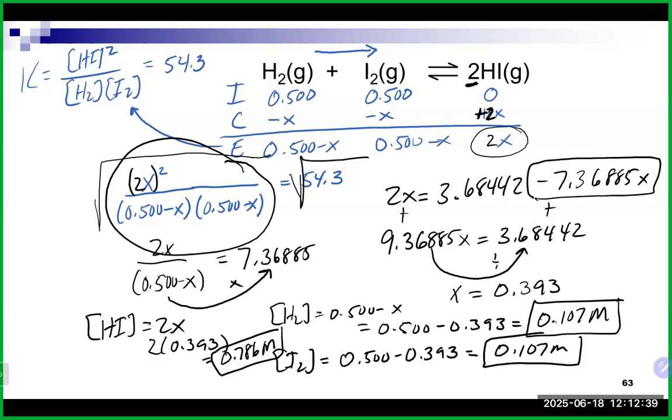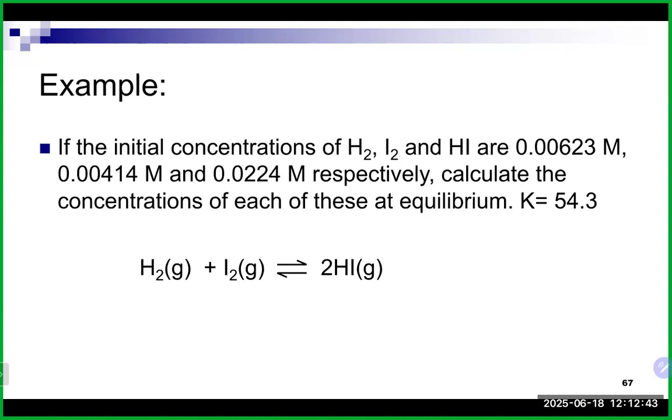All right, let's try another one here. We're going to do basically the same equation, but we have 0.00623 molar H2, 0.00414 molar I2, and we're starting with 0.0224 molar HI. Same equilibrium constant, 54.3. And again, we're looking for every base concentration. So give it a go, see what you come up with.